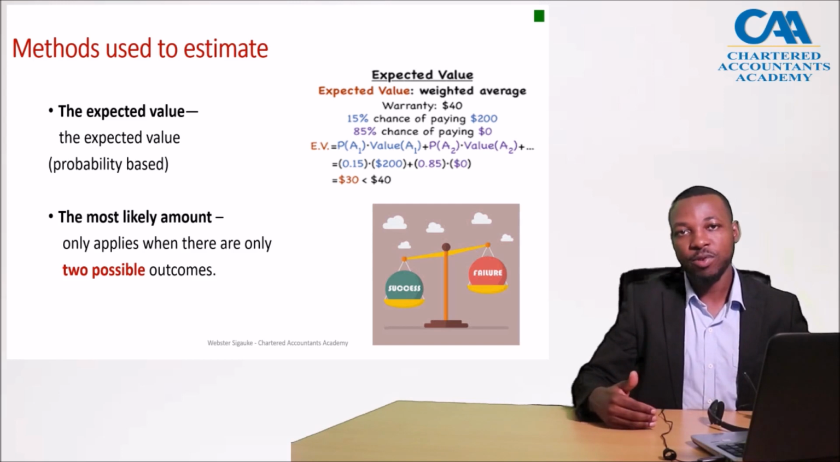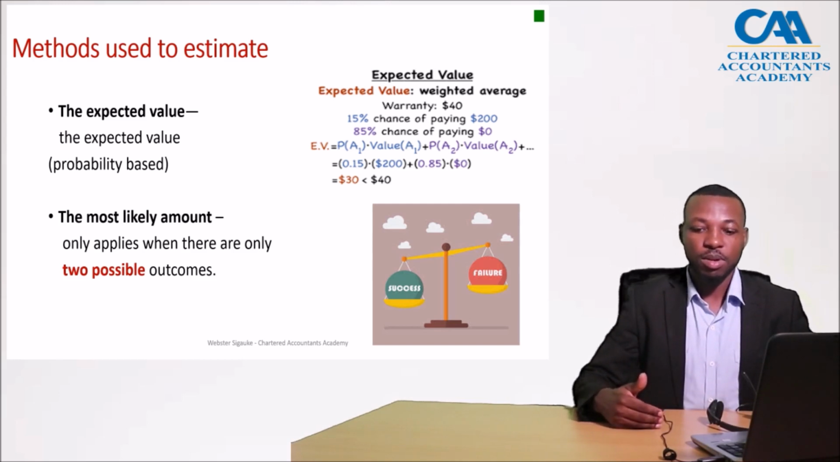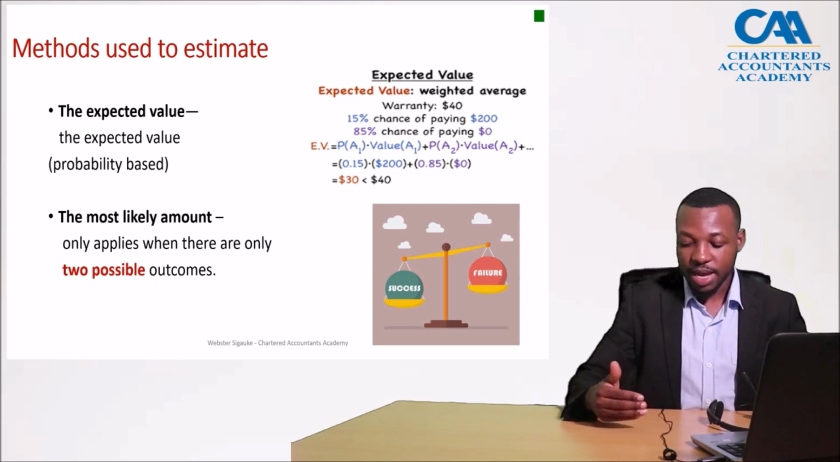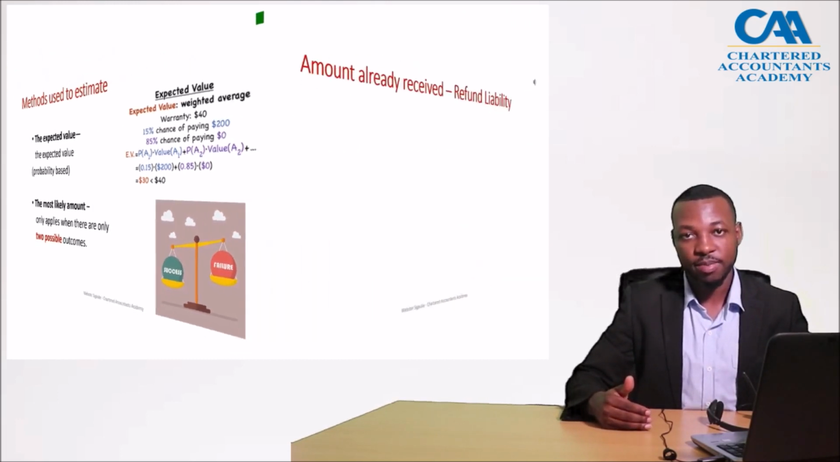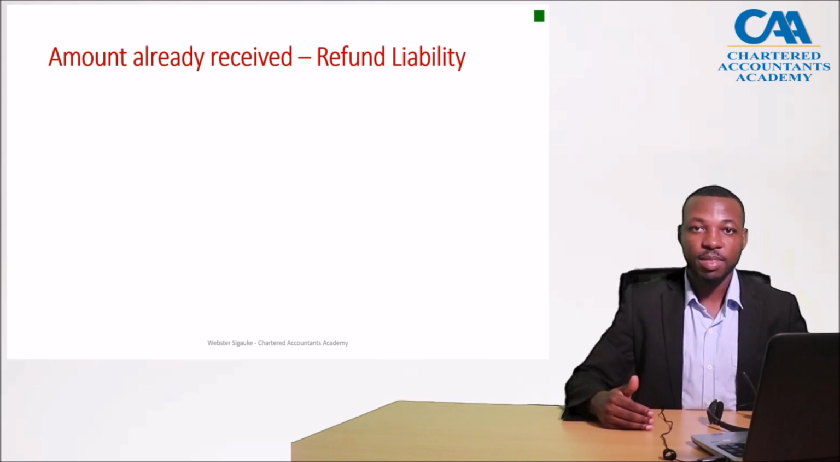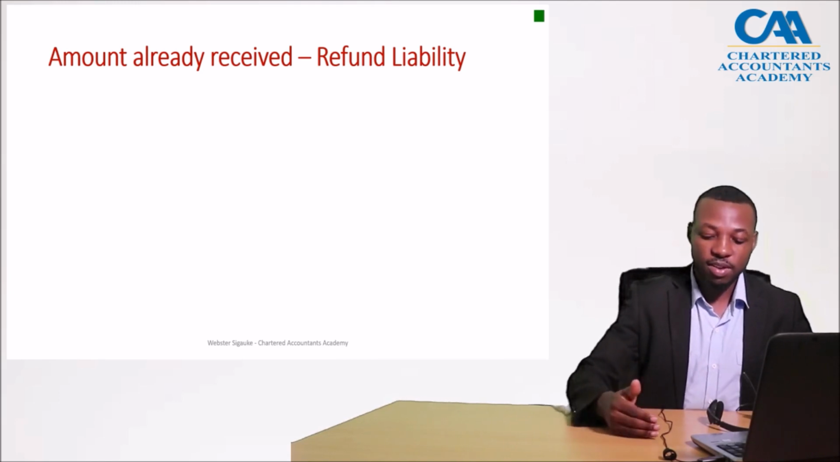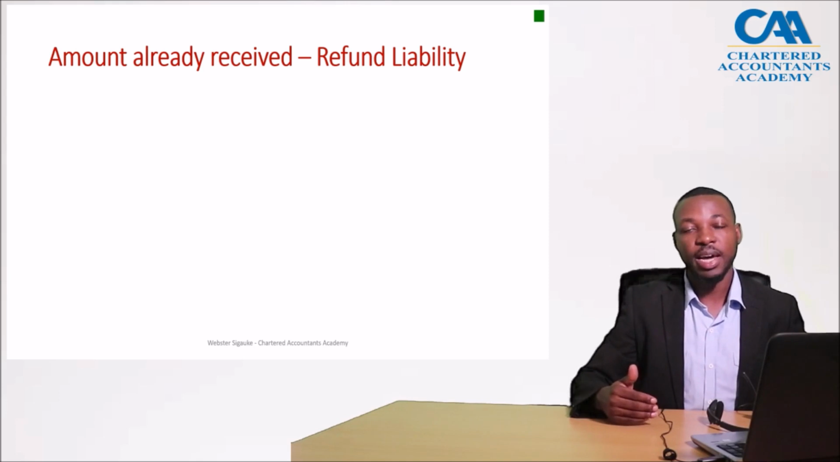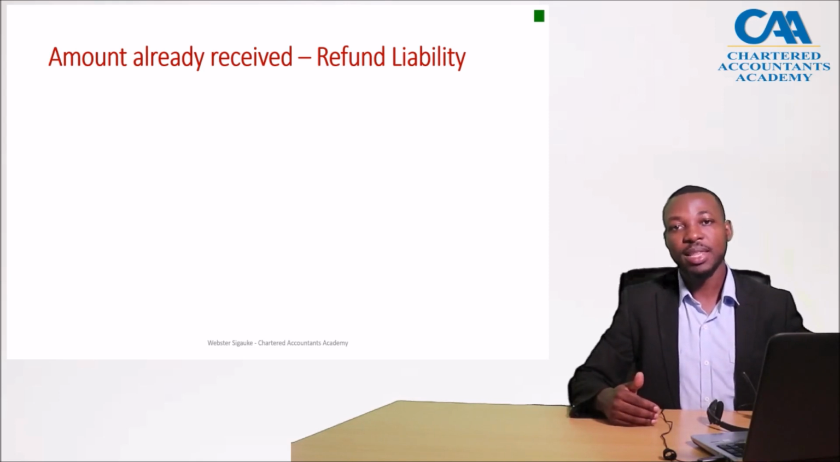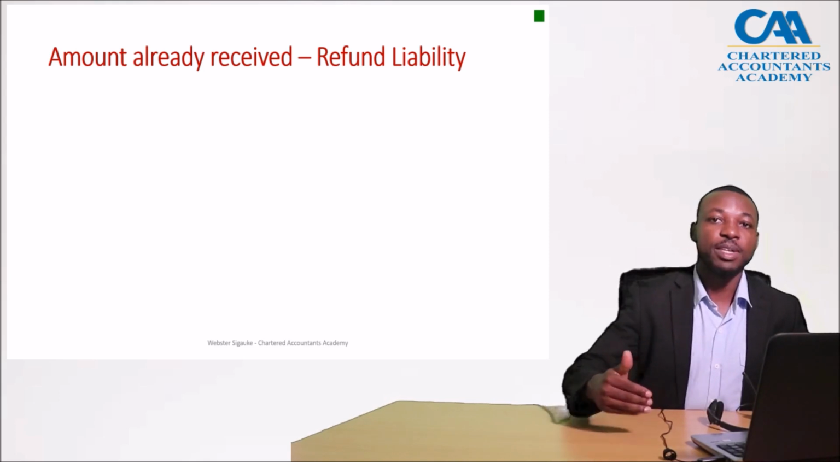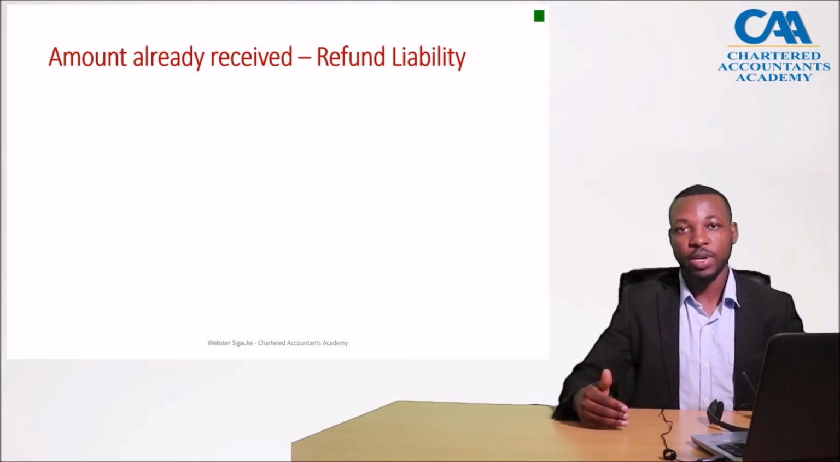Now, what if I've already received the amount? So there is a settlement discount, and I have received $100. Let's say it's a volume rebate. So the customer has paid $100, but in the event that they reach the volume rebate, we need to refund them $10. So what do I do on day one?